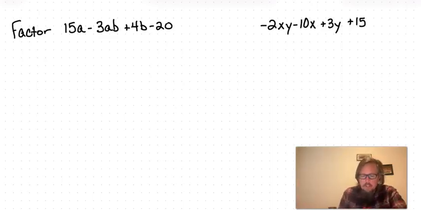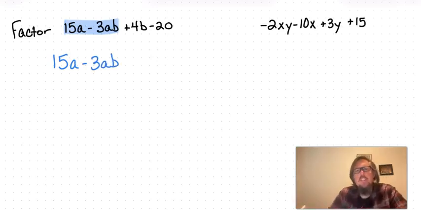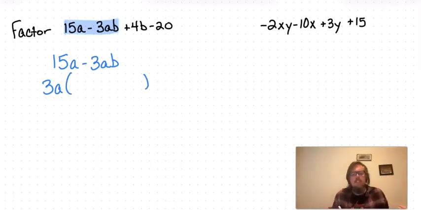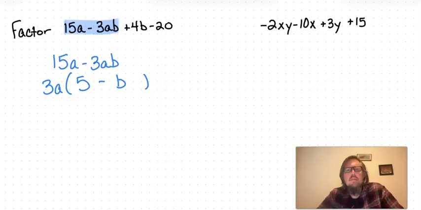So we go ahead and group the first terms together, 15a minus 3ab, and we look for a greatest common factor with just those two terms. If we look at just the coefficients first, 15 and 3, those have a greatest common factor of 3, and then they both have an a in them. So the greatest common factor is 3a. And then inside the parentheses, 3a times 5 is going to be 15a, and 3a times b is going to give us 3ab. So the first pair factored is 3a times the quantity 5 minus b.